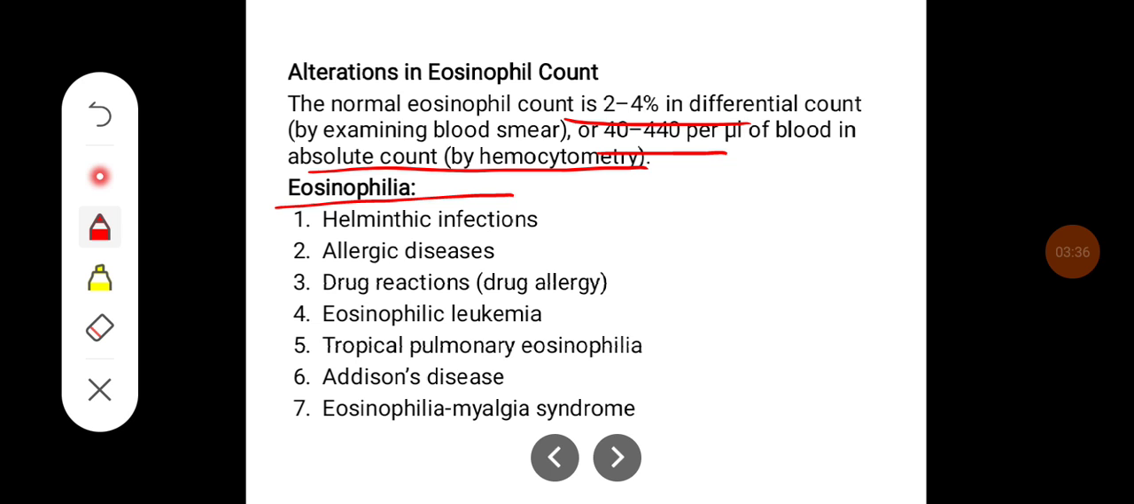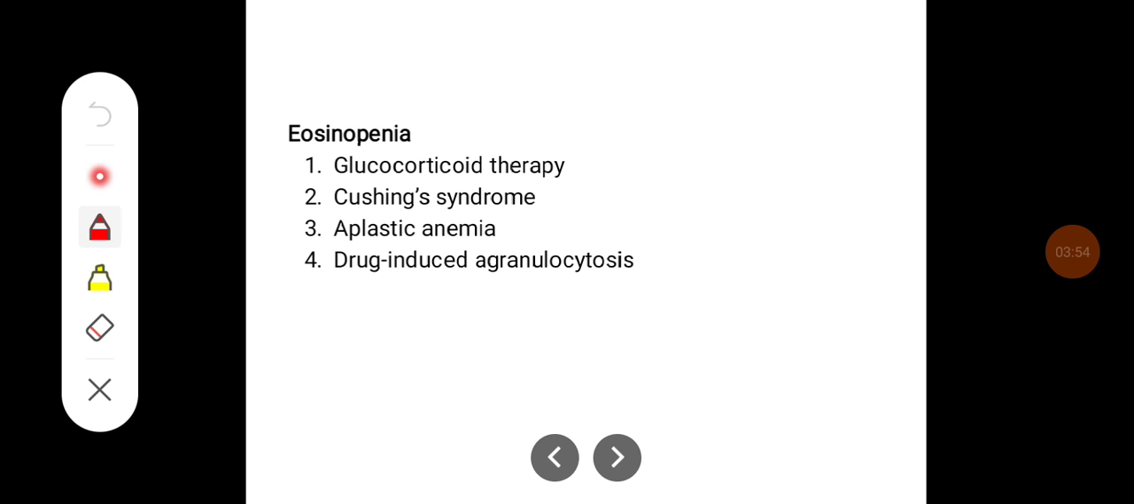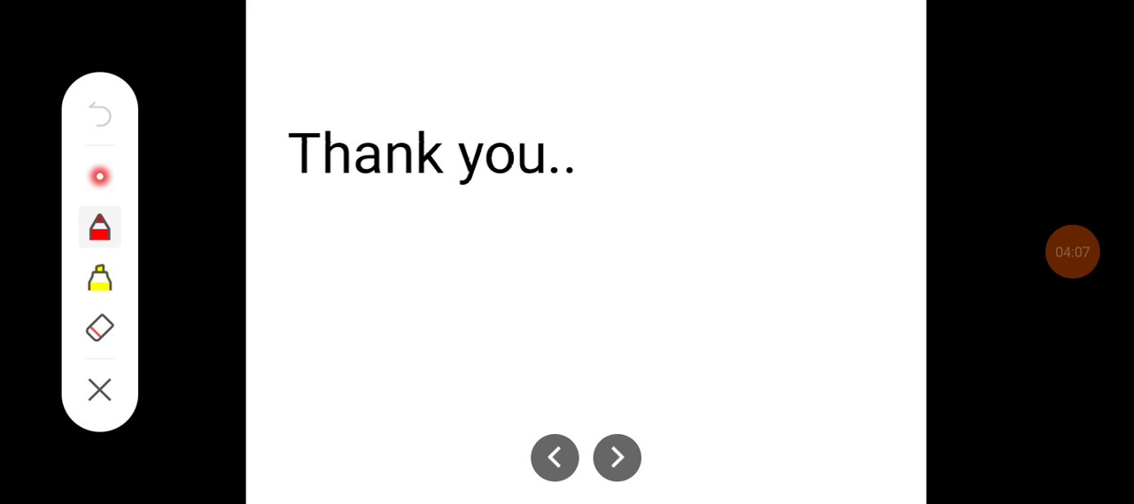Increase in the eosinophil count, which is called eosinophilia, can occur in helminthic infections, allergic diseases, drug reactions like drug allergies, eosinophilic leukemia, tropical pulmonary eosinophilia, Addison's disease, or eosinophilia myalgia syndrome. Some of the causes for eosinopenia, that is decrease in the eosinophil count, are glucocorticoid therapy, Cushing syndrome, aplastic anemia, or drug-induced agranulocytosis. Thank you.